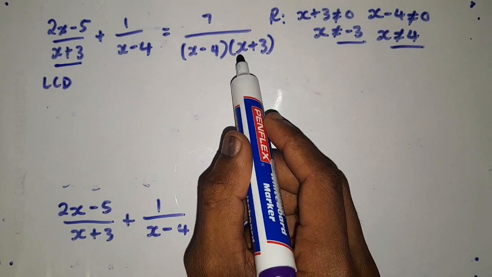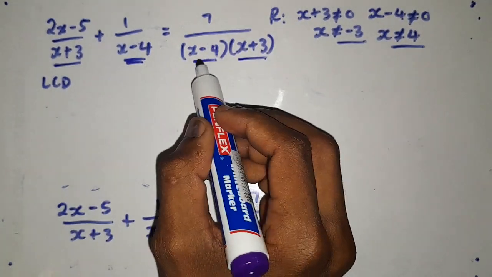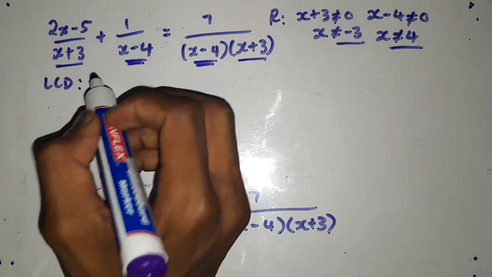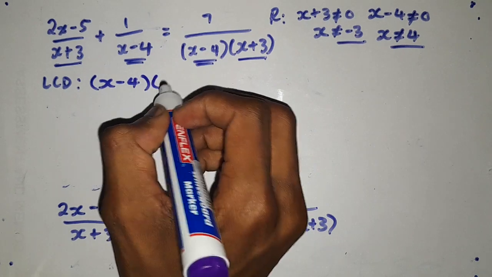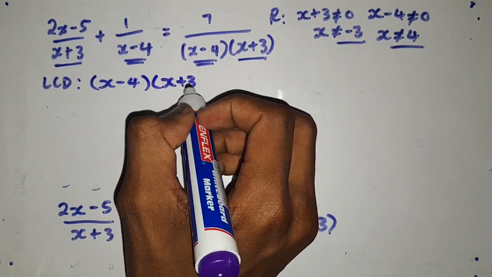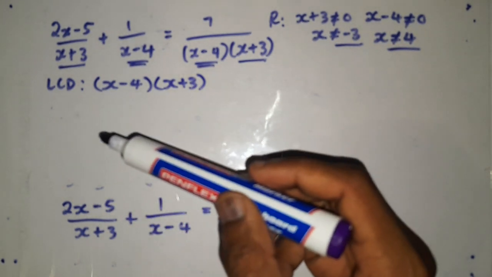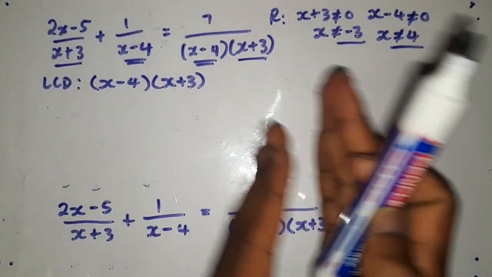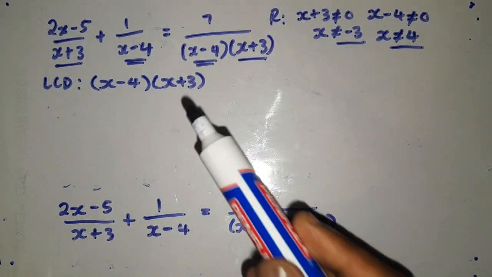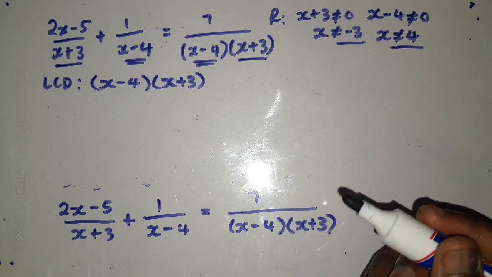This one is the same as this one. Same as this one is the same as this one. I can just write it only once, like this: x minus 4 together with x plus 3. You see? Then now, what I'm going to do, since I don't have much space, I'll try to do it bit by bit, for you to be able to visualize what I'm trying to explain.